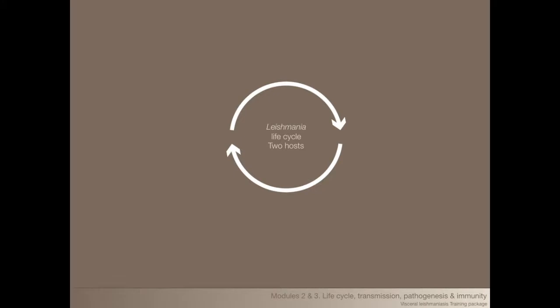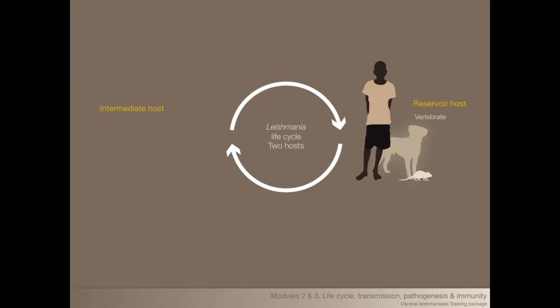The Leishmania parasite, regardless of the resulting form of leishmaniasis, needs two hosts to complete its life cycle. The host that acts as a reservoir of the parasite is a vertebrate, human or animal. The second host is called an intermediate host and allows transmission of the parasite. Here it is a blood-sucking sandfly. The parasite has two developmental stages, depending on the host involved.